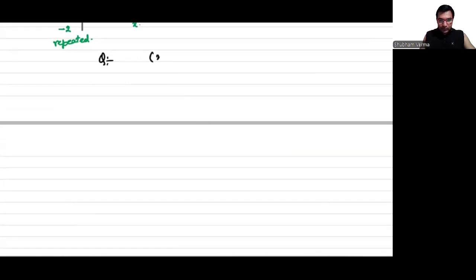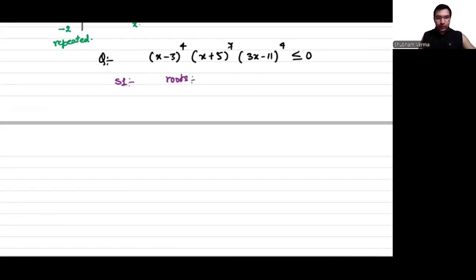Next question. Let's say we have (x - 3)^4 (x + 5)^7 multiplied by (3x - 11)^4 is less than or equal to 0. Now, how do we solve these type of questions? So, step 1, always remember, find the roots. How do I find the roots? Equate all the individual factors to 0. From the first one, we get x = 3. From here, x = -5. And from here, 11/3. Got it?